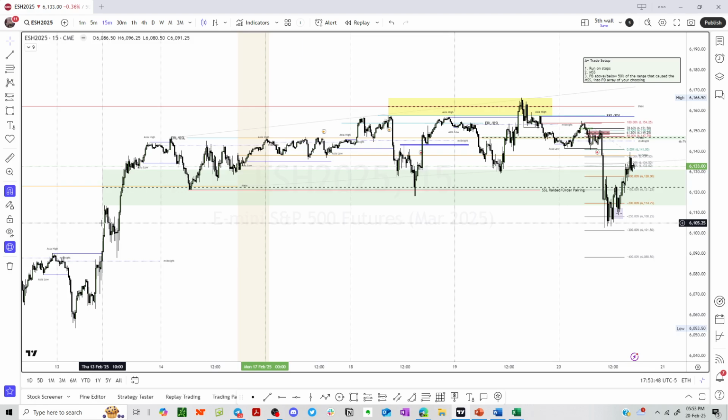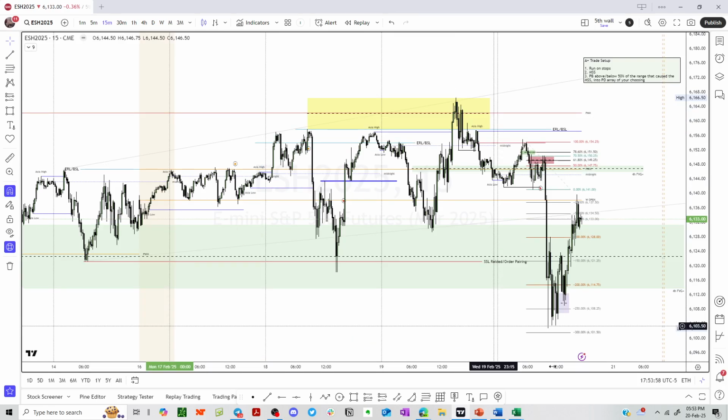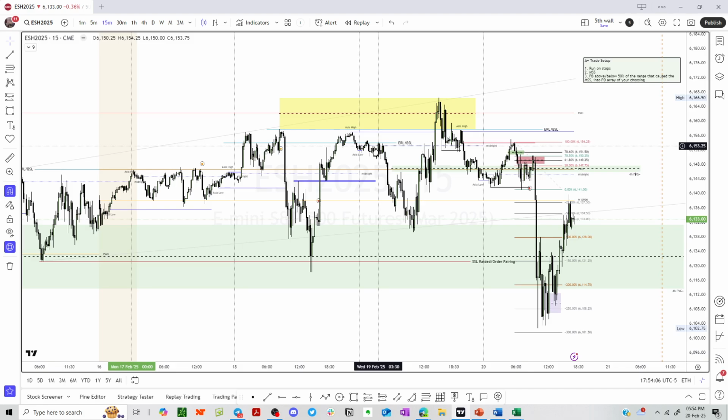And that's beside the fact. Obviously with ICT concepts, you would say there's a mitigation block here or an order block or something like that. But let's just take the general idea that the turning points are literally previous consolidations, right? So this is a previous consolidation. Here you have it here.